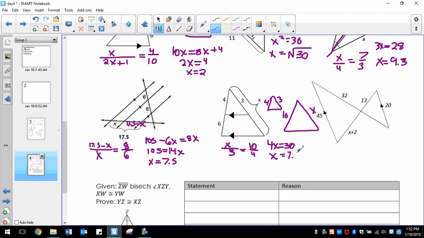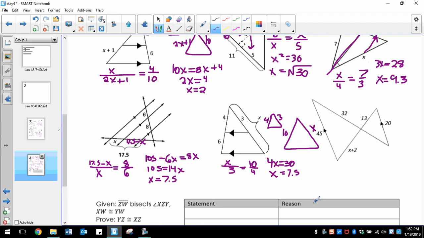7.5 again. Okay. This last one here is another example of similar triangles, very similar to the first one.